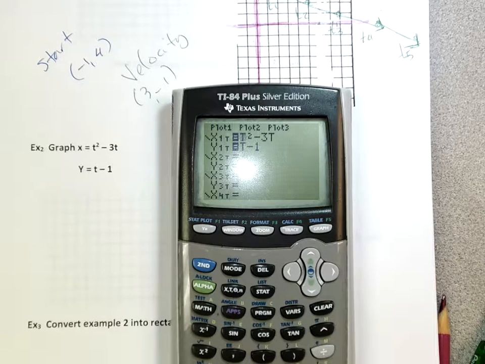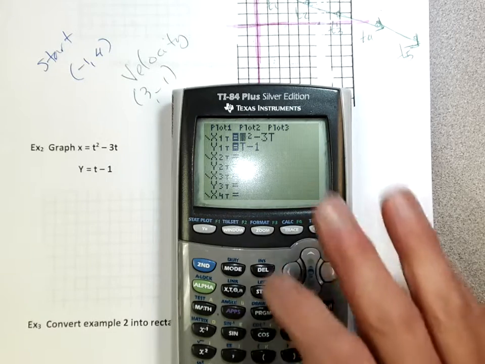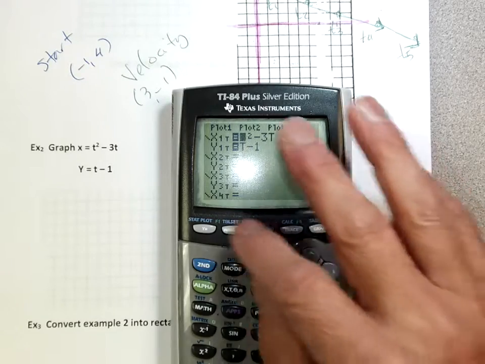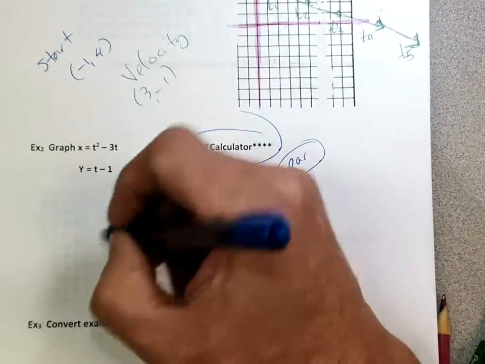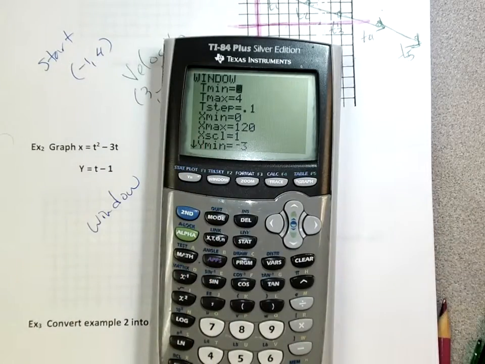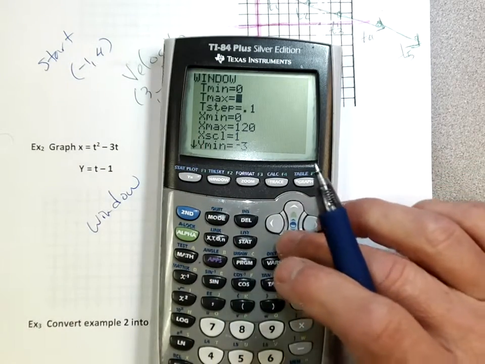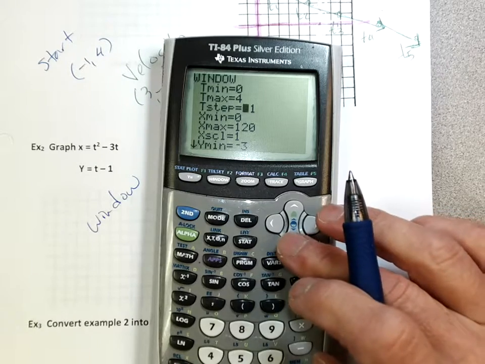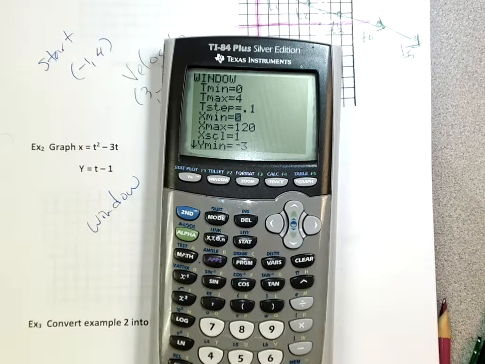I'm going to graph. So this is probably like a regular graph. So when I go and I do my window, okay, window. Let's check out the window, okay? So 0 to 4 is fine, but steps by 0.1 is fine. But let's think, if I'm going to do a regular graph, x min, maybe, I don't know, maybe negative 10 to 10. What do you think?